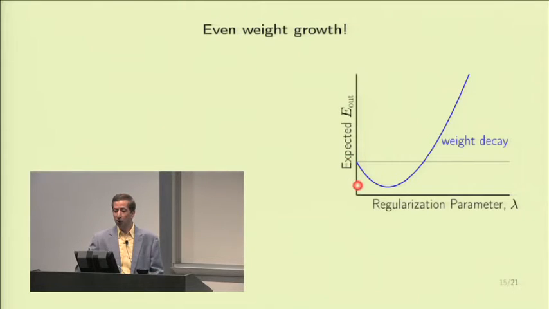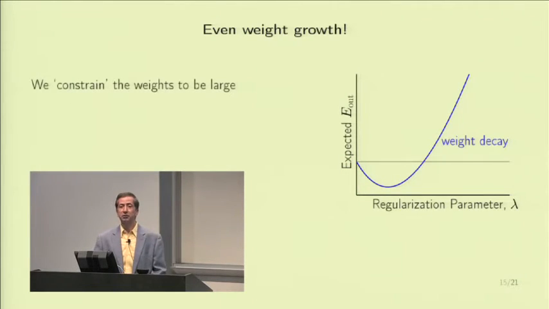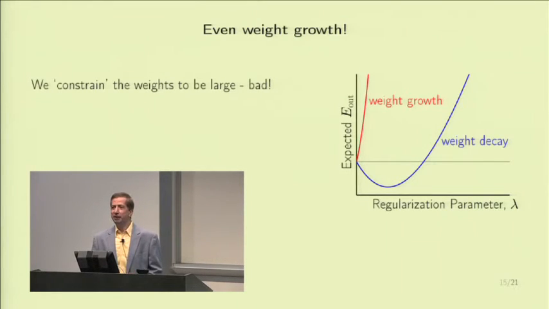Okay? So now we are going to plot the curve for if we constrain the weights to be large. Okay? So your penalty is for small weights, not for large weights. What would the curve look like? Again here, okay? So if it goes down from 0 to something, then it's fine, etc. But it looks like this. It's just bad.